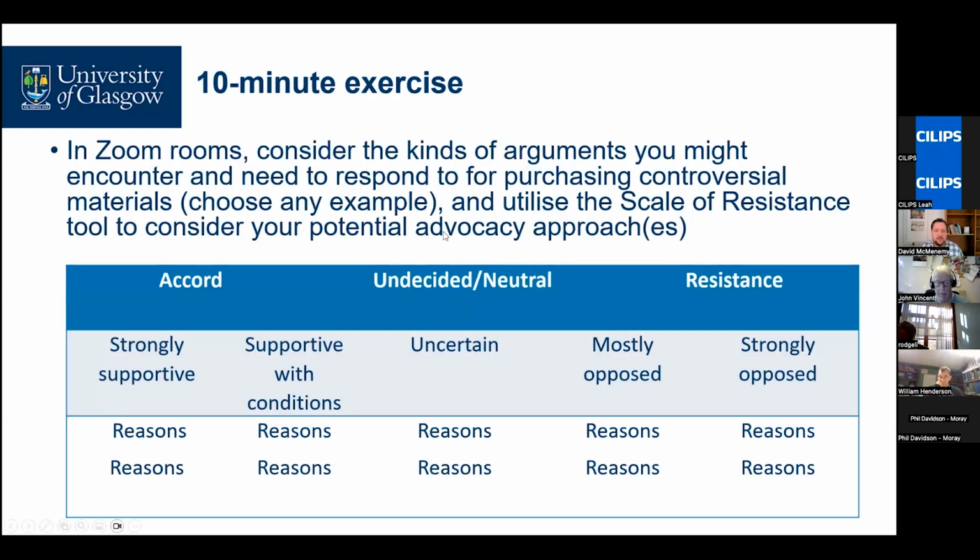So this is where I'm going to shut up for a little bit and give you some work to do. So I was going to ask you to go into Zoom rooms and consider the kinds of argument you might encounter and need to respond to for the purchasing of controversial materials. You could use any example you want, and I'd like you to utilise the scale of resistance tool to consider your potential advocacy approaches. So from one side, accord, so people who agree with you, what would their views be? To people in the middle, to people at the other end who are resistant to you. What would their arguments be against the particular resource that you want to include or event you want to run? Any example you want, and how might you counter that? What would be your argument against that?